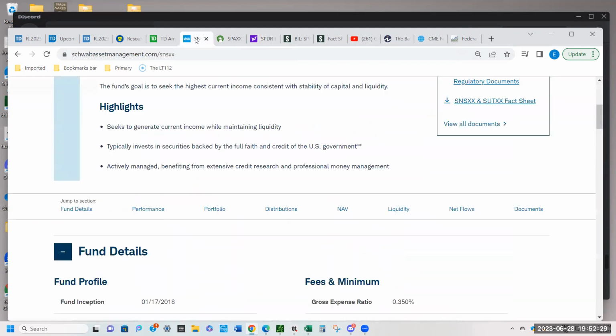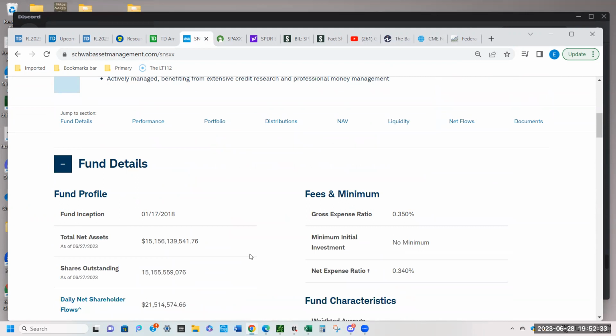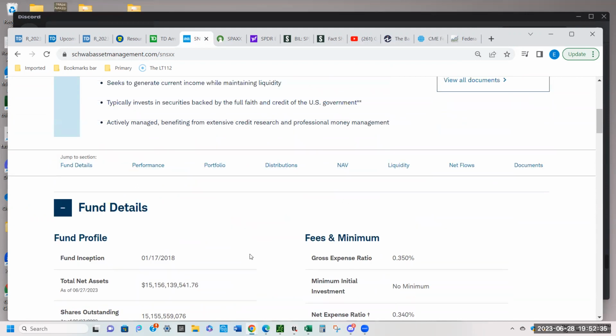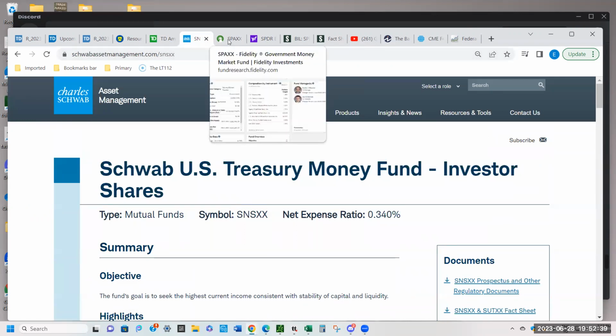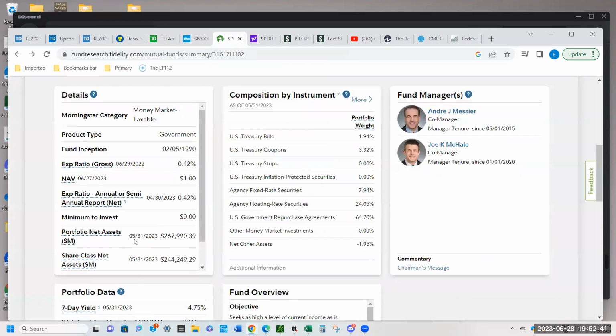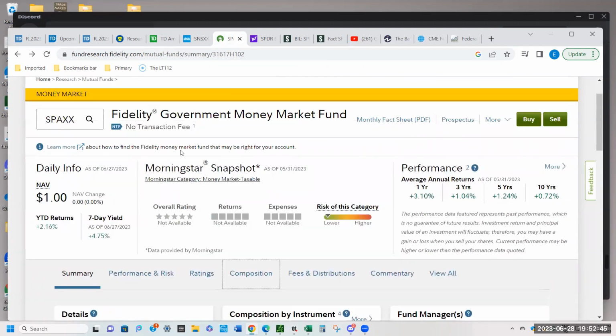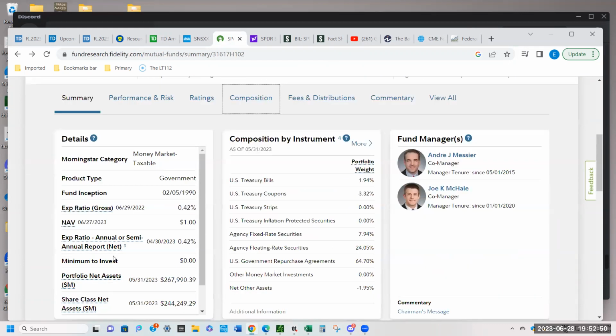The money market account is designed to keep a $1 net asset value. So you put $1 in, it's worth $1. It doesn't deviate from the dollar. And that kind of is what basically defines a money market account. So here is Fidelity's government money fund. It's got an NAV of $1.